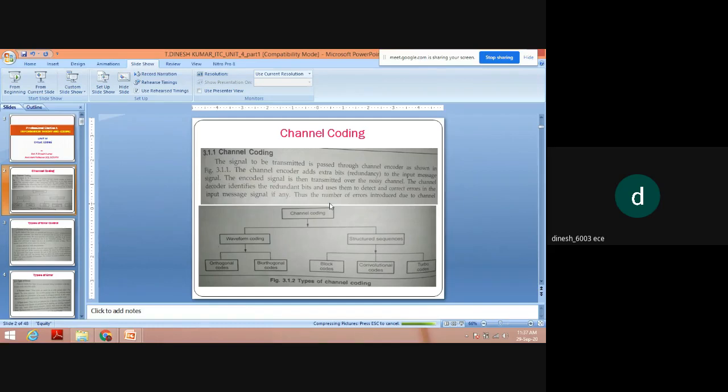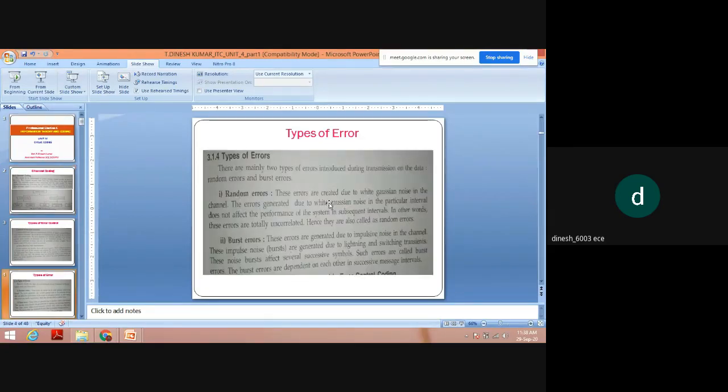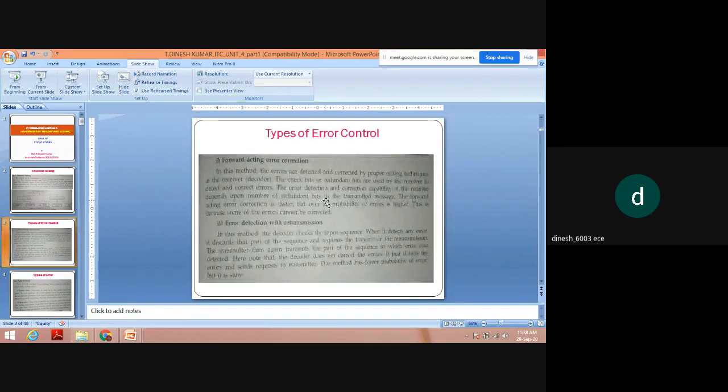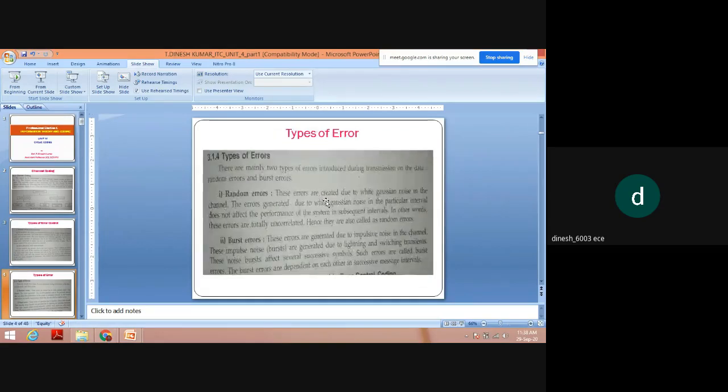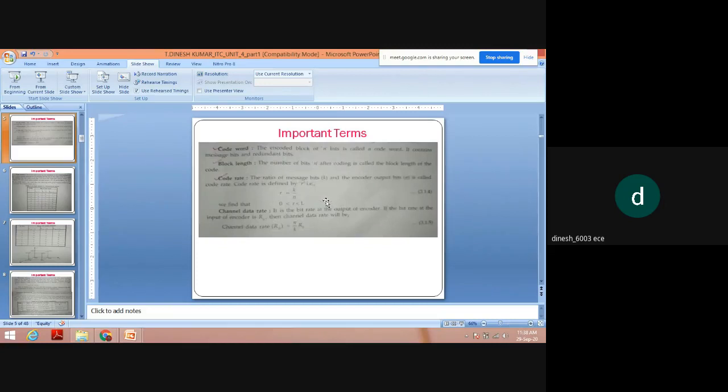We saw channel coding and its different types: waveform coding and structured sequences. Then we saw 2 different error controlling mechanisms used in data communication, followed by types of errors, random errors and burst errors. We saw the basic terminologies of code word, block length, code rate and channel data rate.